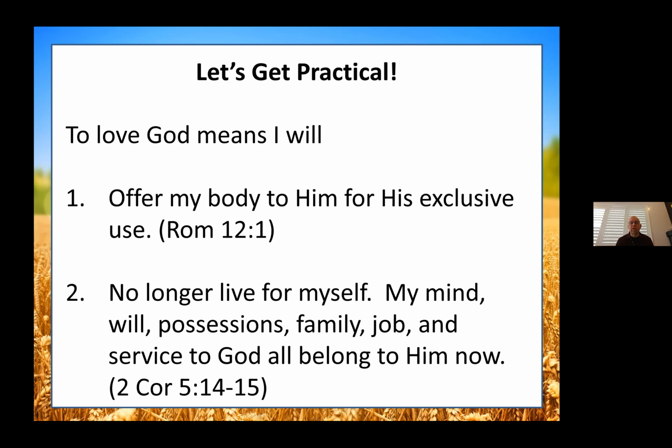Number two, I will no longer live for myself. My mind, my will, my possessions, my family, my job, my service to God, it all belongs to him now. In 2 Corinthians chapter 5, Paul talked about us no longer living for ourselves, but for him who died for us and rose again. Here, God, take everything that belongs to me and use it. That's what I want to do. That's how I want to love you.